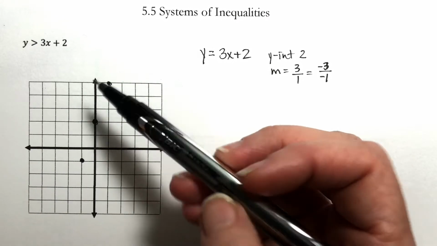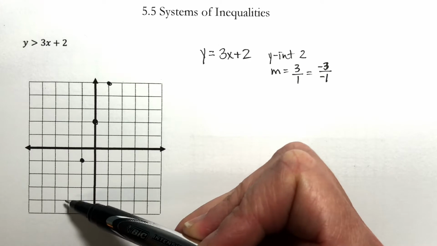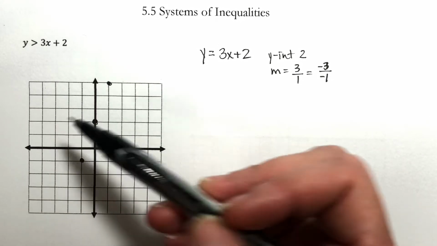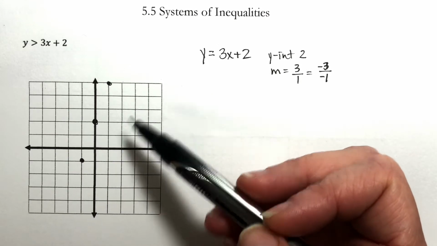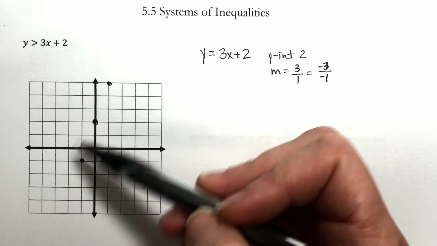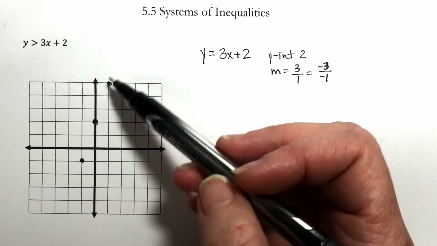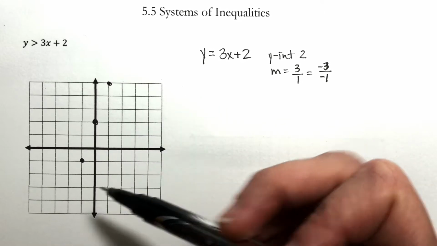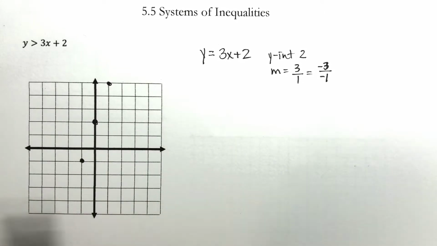Okay, so this line is going to be a boundary between a true side and a false side. And we're interested in the true side. But first I need to finish drawing this boundary line. And the decision I have to make now is whether I connect these points with a solid line or a dotted line. Okay, and how do we decide?